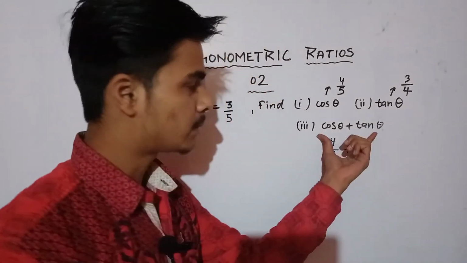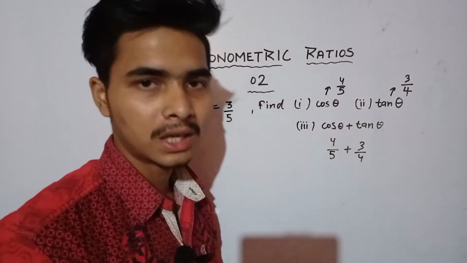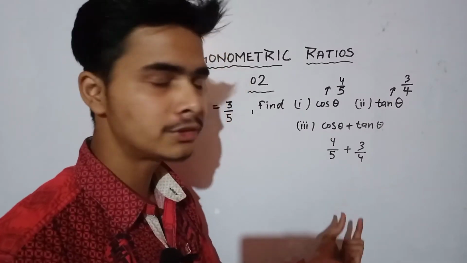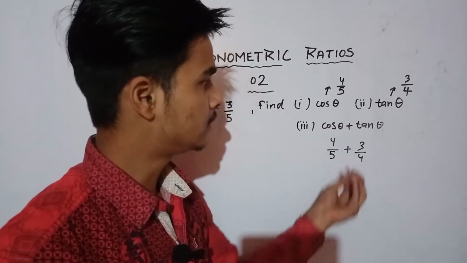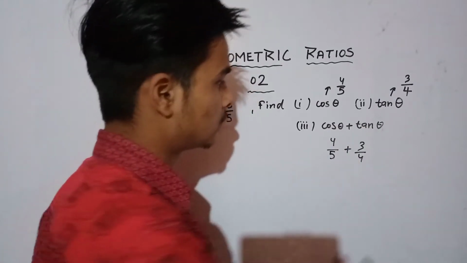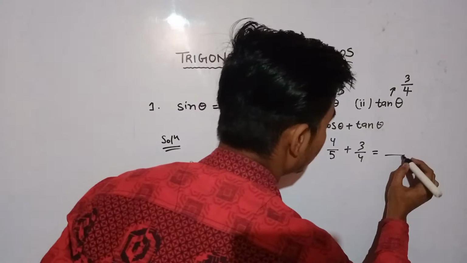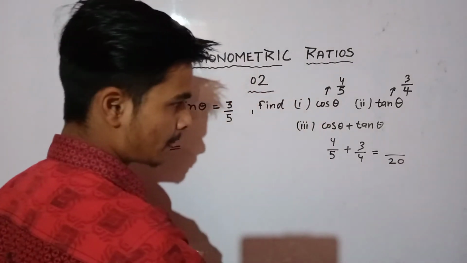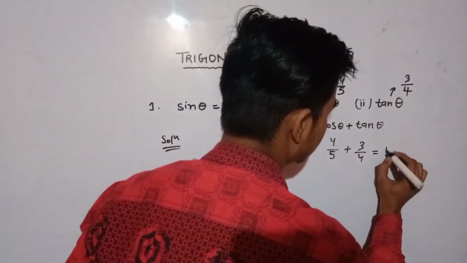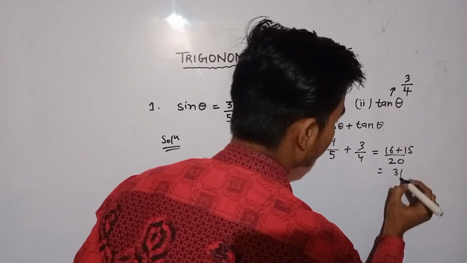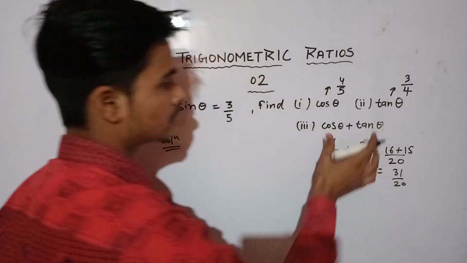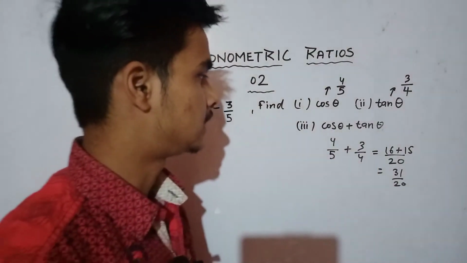See, this is the next type of question which you can get and it is not hard. You need to individually find the values of these and whatever you get, just sum up all these. So what will you get? The LCM would be 20. So 5 4s are 16 plus 4 5s are 15. So 31 upon 20 is the value of cos theta plus tan theta.